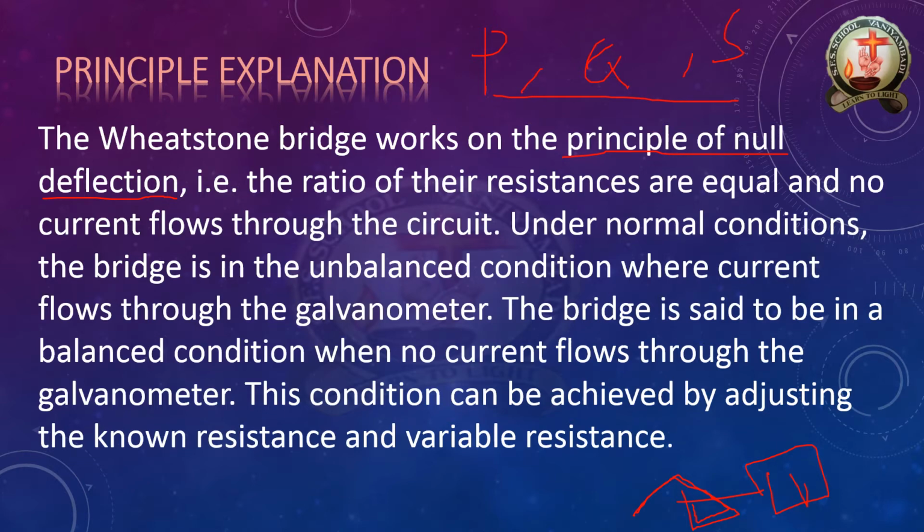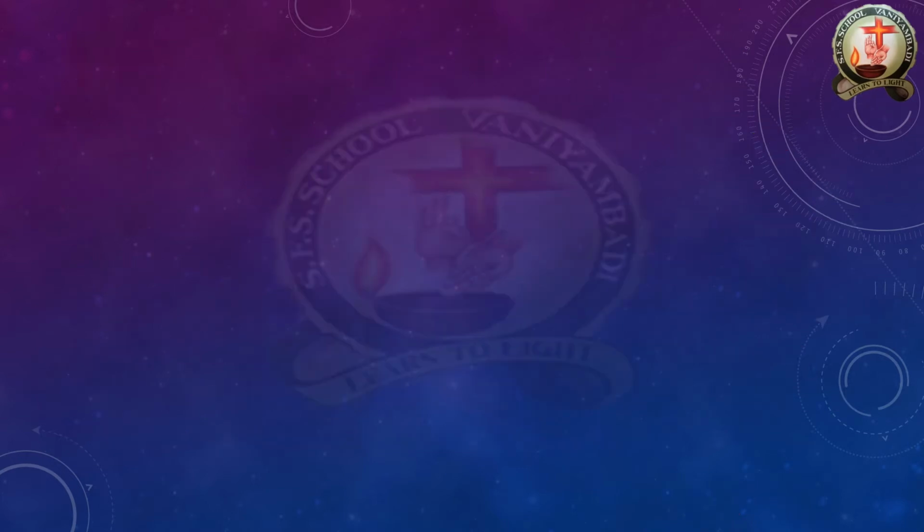But afterwards, the current will be flowing through this end, A to D. What happens? The galvanometer gets deflected. The deflection is helpful to find out how much resistance and how much conductance there is inside the electrolytic cell with the help of the electrolytes.